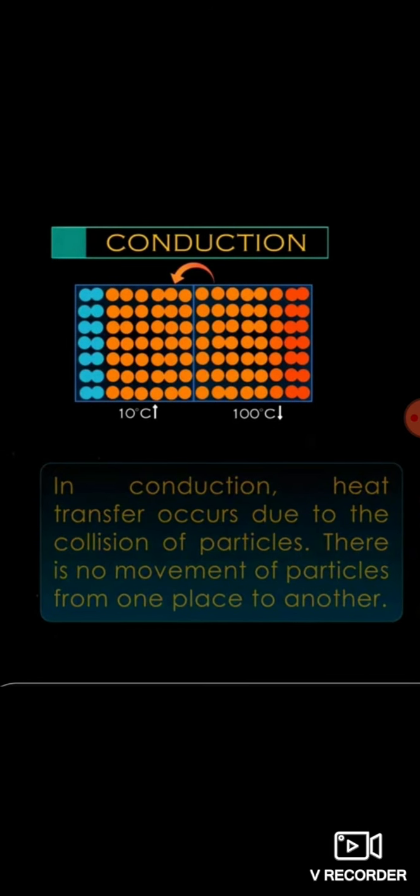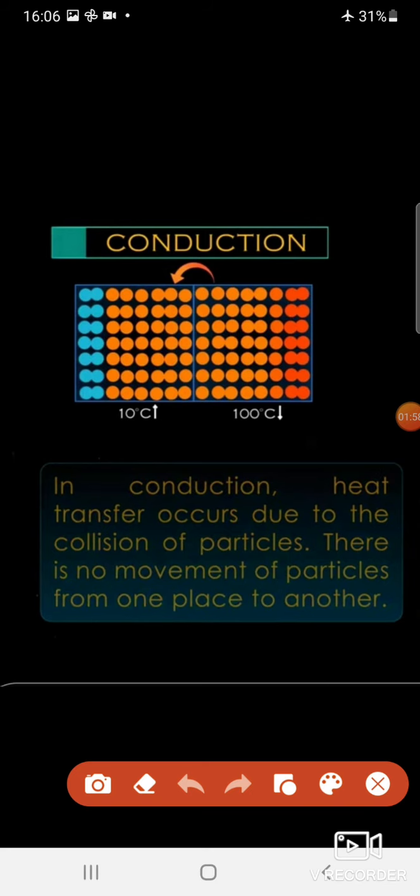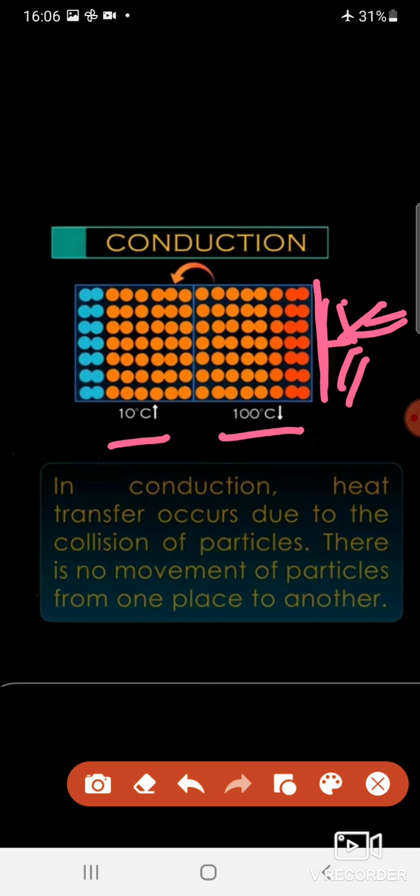Okay, conduction. As you can see on your screen, I am showing you two blocks, one having the temperature of 100 degrees, one of 10 degrees. Here consider that you are putting the source of flame, and this part is in direct contact with this flame. Now how the energy will transfer from one side of the block to the other side, I will explain.